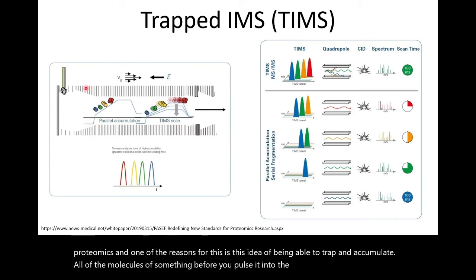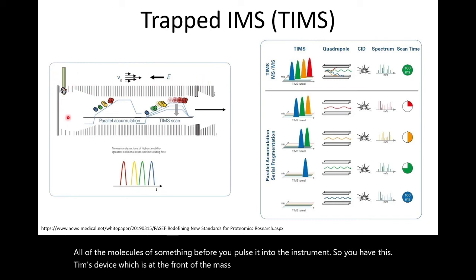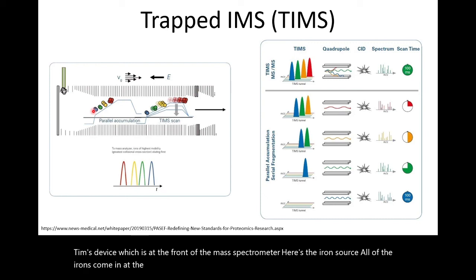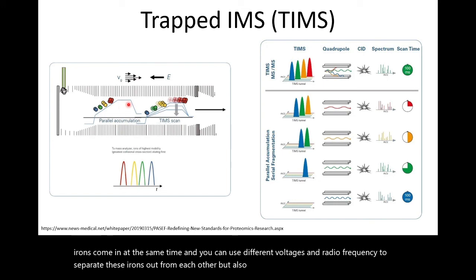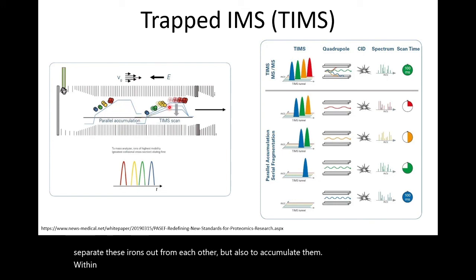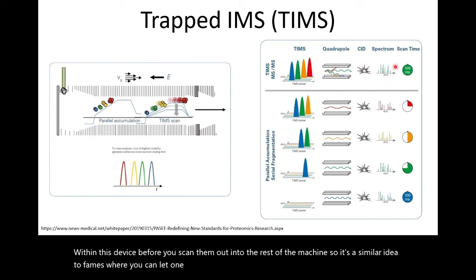So you have this TIMS device, which is at the front of the mass spectrometer. Here's the ion source. All of the ions come in at the same time, and you can use different voltages and radio frequency to separate these ions out from each other, but also to accumulate them within this device before you scan them out into the rest of the machine. So it's a similar idea to FAIMS, where you can let one thing through and get a mass spectrum, or you can start to stagger the exit of these molecules.